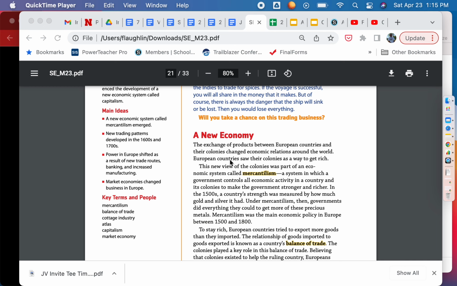All right, so this new way of looking at colonies in the New World was part of an economic system called mercantilism. Now, mercantilism is a system in which a government controls all economic activities in a country and its colonies to make government stronger and richer. Now, by the 1500s, a country's strength was measured by how much gold and silver it had. And under mercantilism, governments did everything they could to get more of these precious metals. Now, mercantilism was the main economic policy of many Old World countries, especially in Europe between 1500 and 1800.